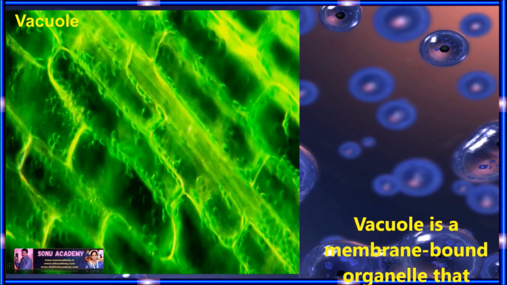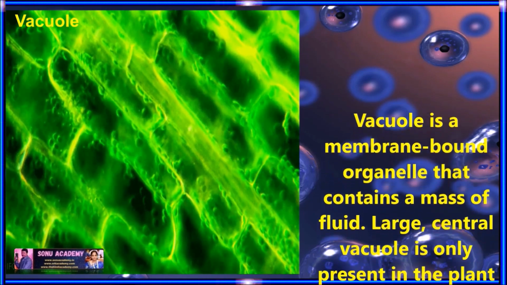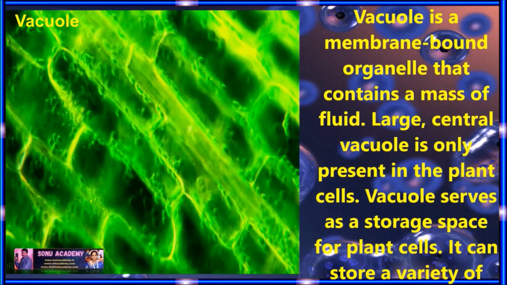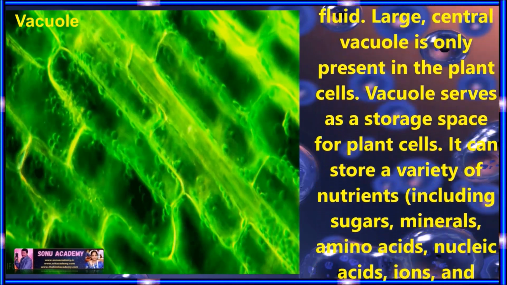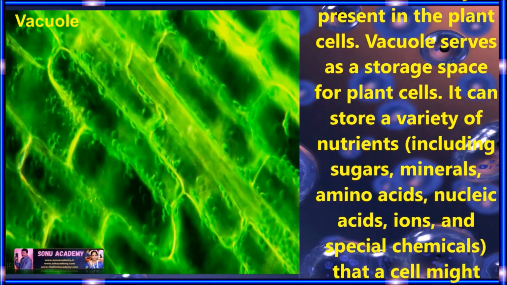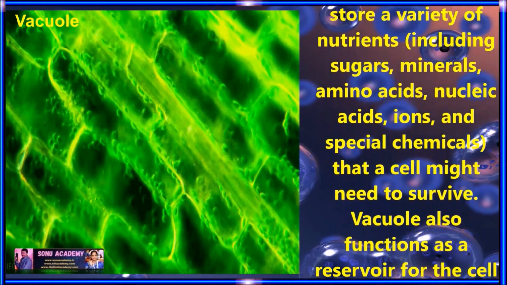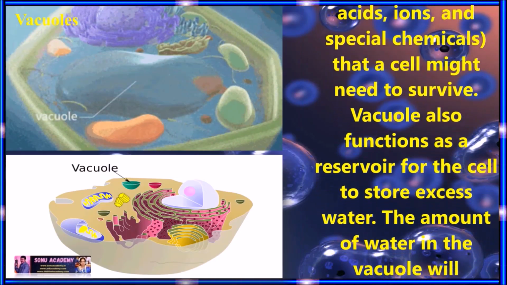Vacuole. A vacuole is a membrane-bound organelle that contains a mass of fluid. A large central vacuole is only present in the plant cell. Vacuoles serve as the storage space for plant cells. They can store a variety of nutrients like sugars, minerals, amino acids, nucleic acids, ions, and special chemicals that a cell might need to survive.